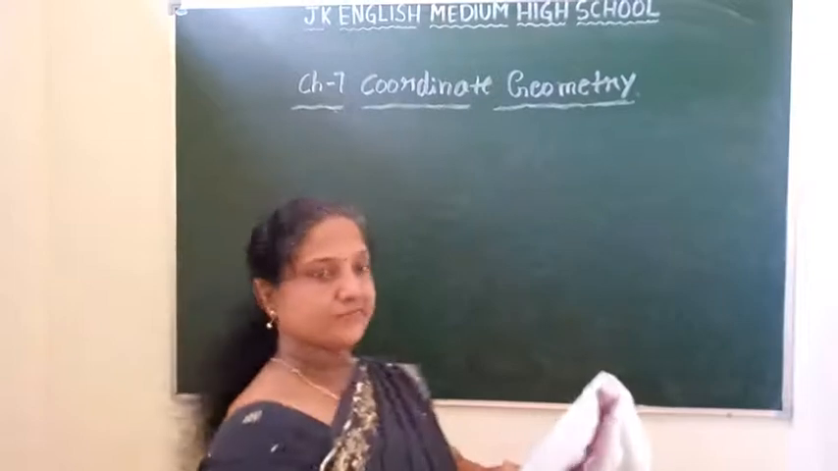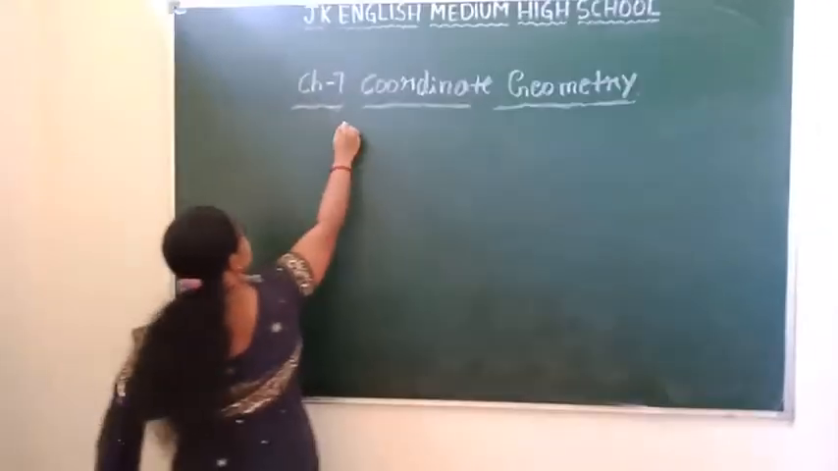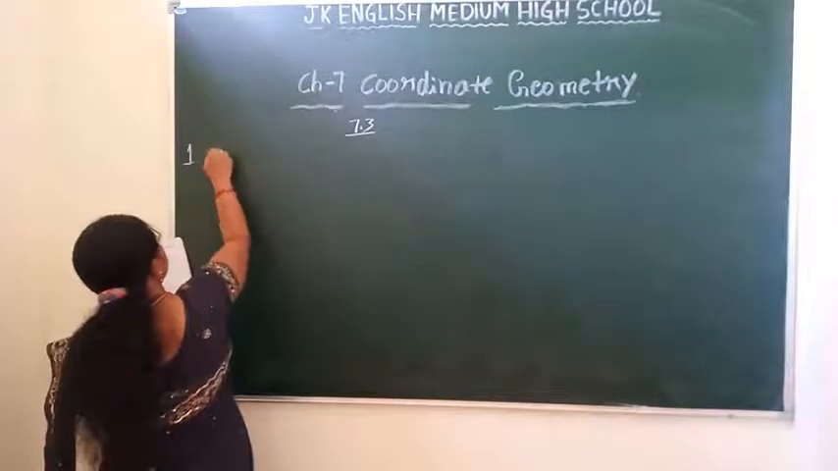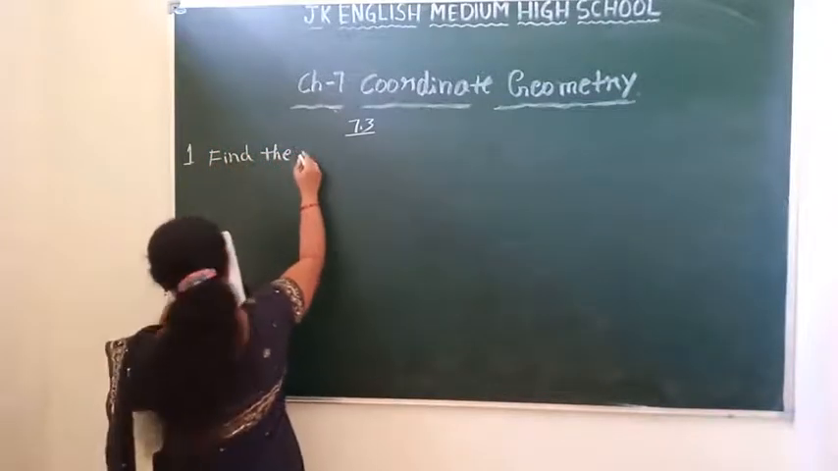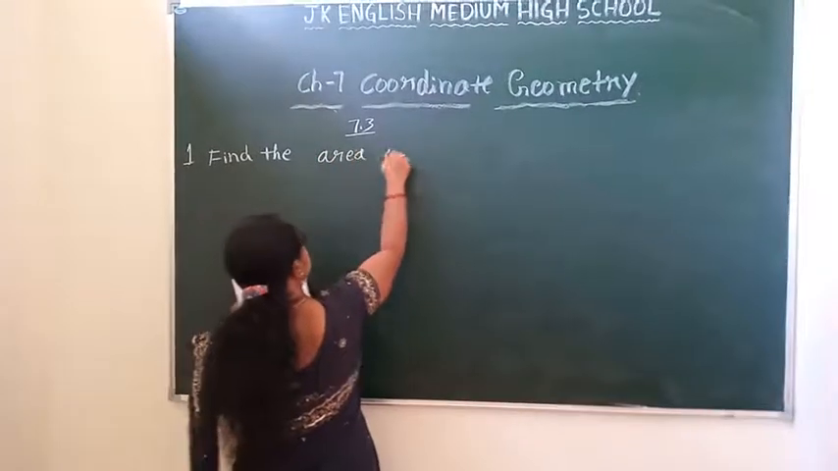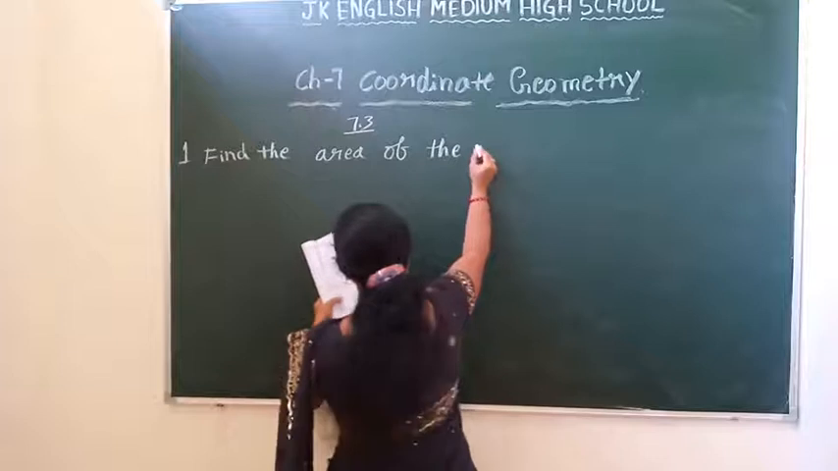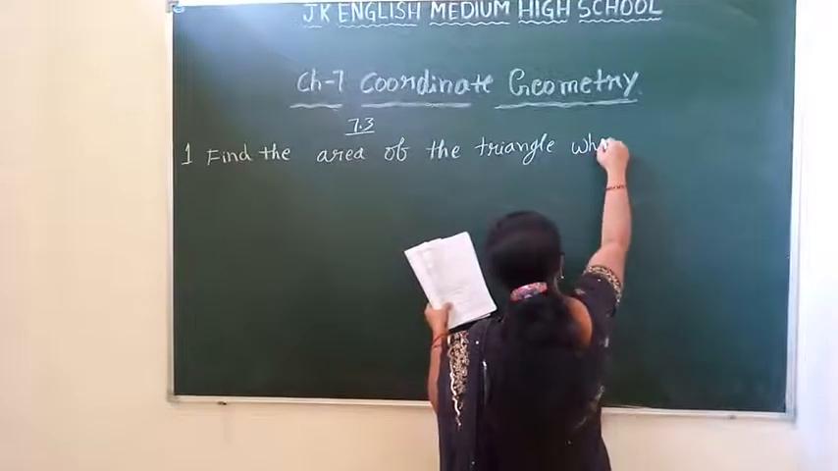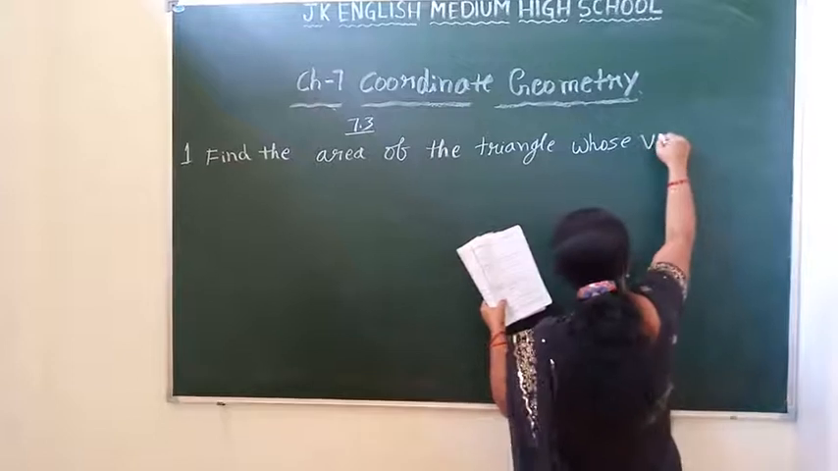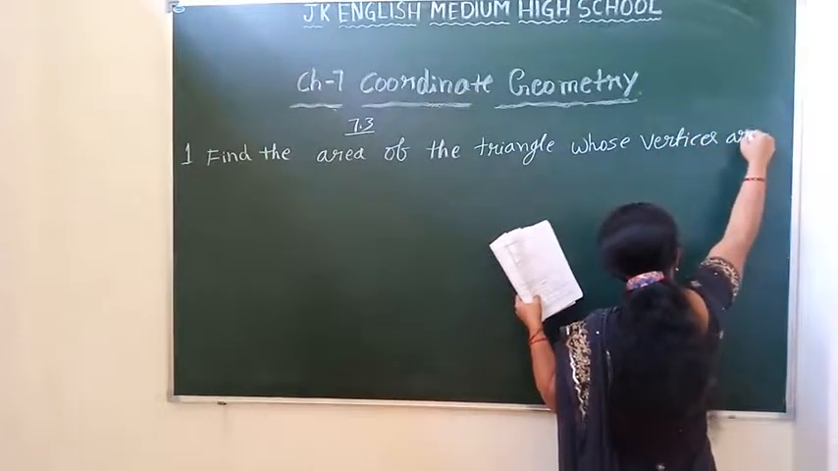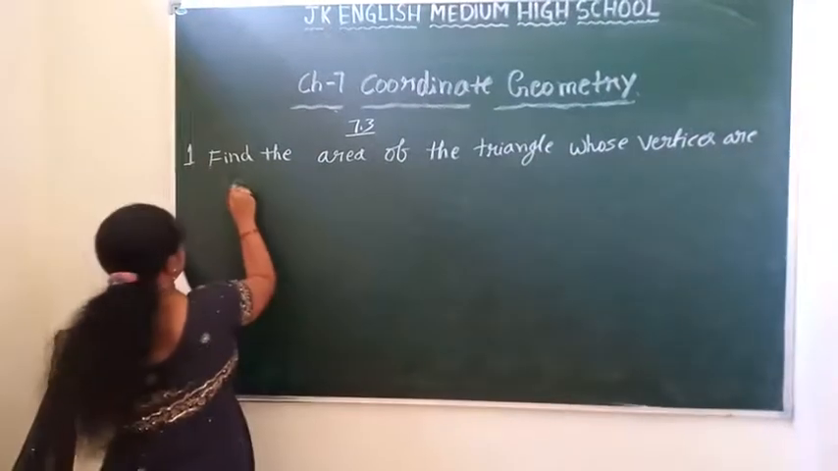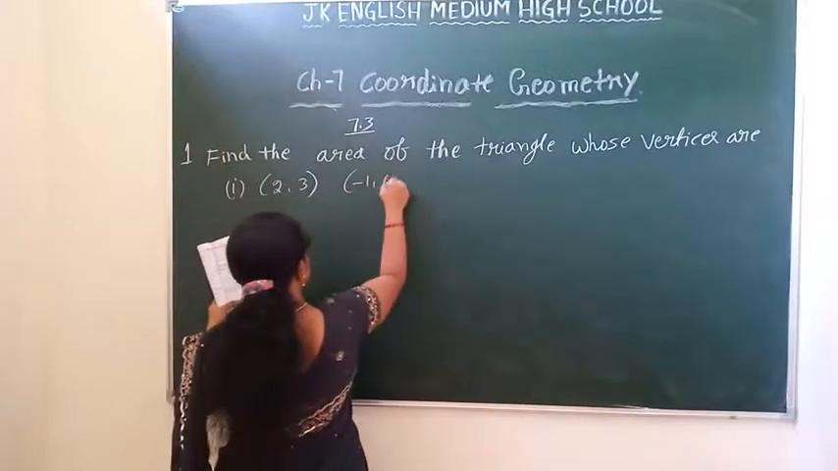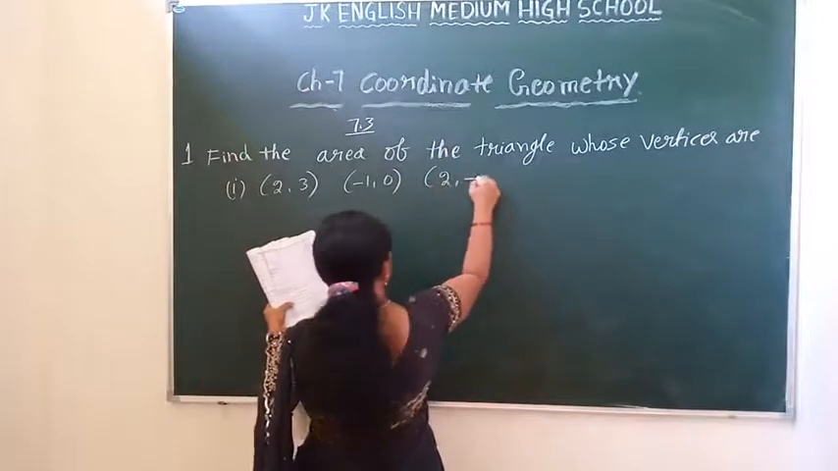Children, 7.3 exercise, first question. Find the area of the triangle whose vertices are, in that first one, they gave in this manner: 2, 3; minus 1, 0; 2, minus 4.